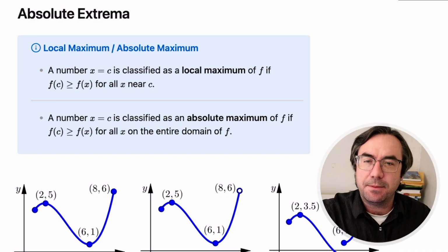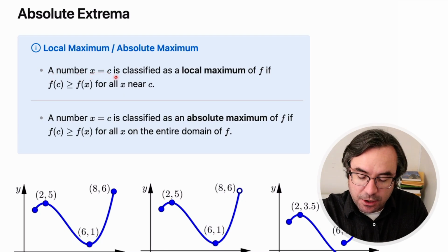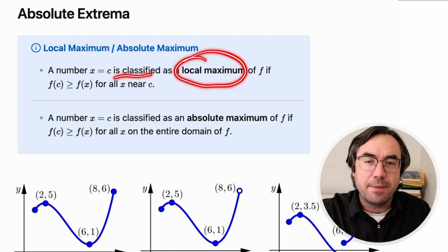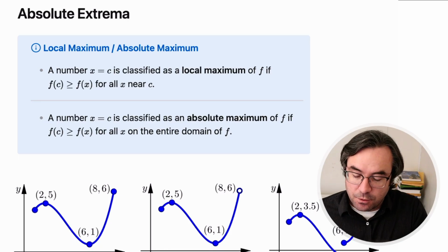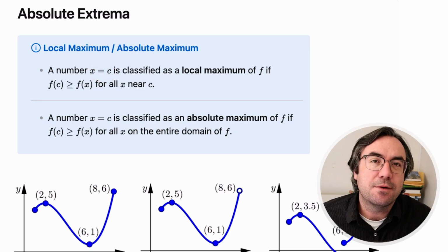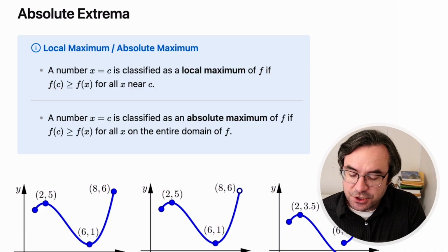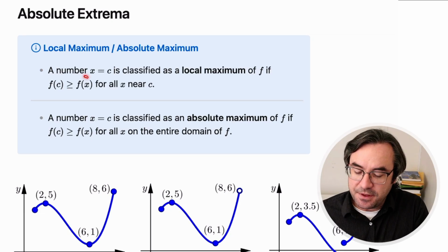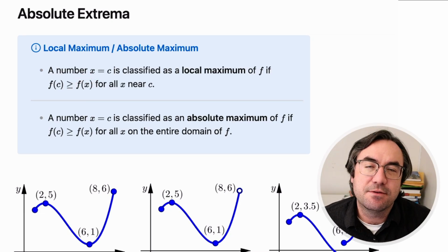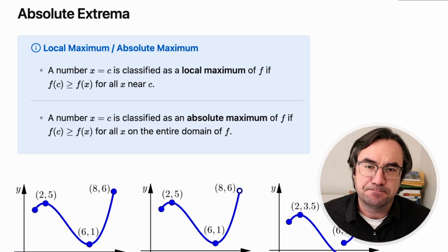A local maximum: we say a number x equals c is classified as a local maximum of our function f if, when we take that number x equals c and plug it into the function, the value we get is bigger than all of the surrounding function values. So for x near c.